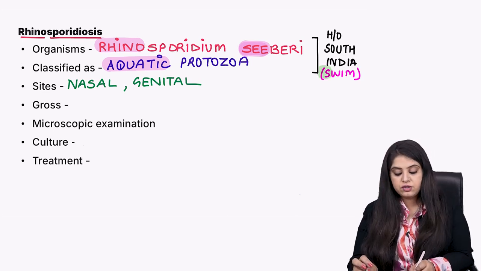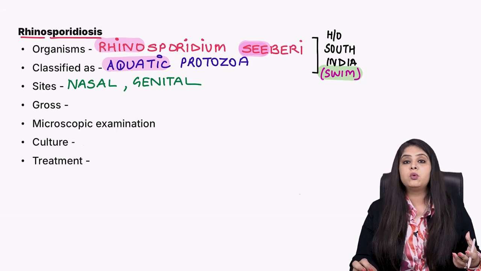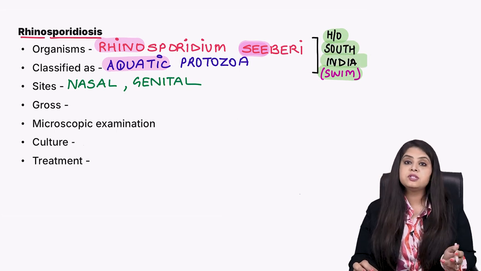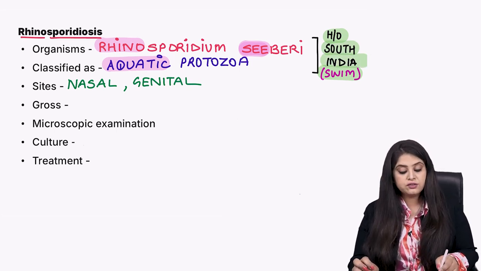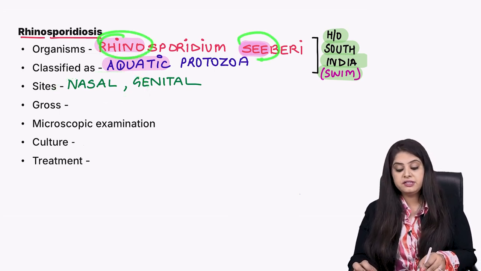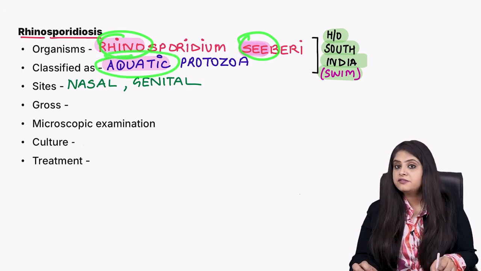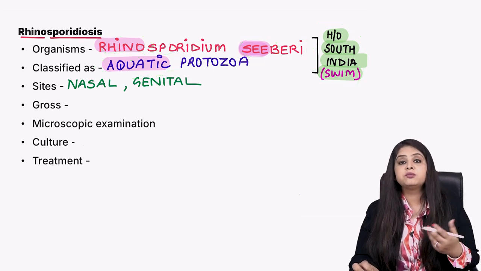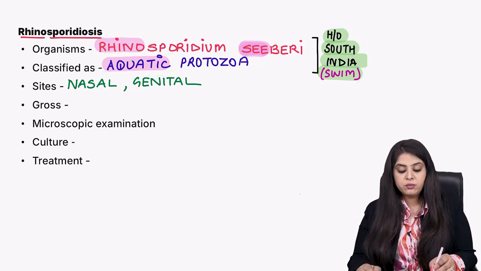There will always be a history of someone swimming, and it is usually where the water bodies are more, that is towards South India. So they will say there is a patient from South India, he had gone for swimming, and after that in his nose there is some kind of a growth that has come up. So rhino tells me nose, C tells me that it is now considered not a fungus but an aquatic protozoa, and it is coming from the swimming activities. Now let's move forward. The C is done.